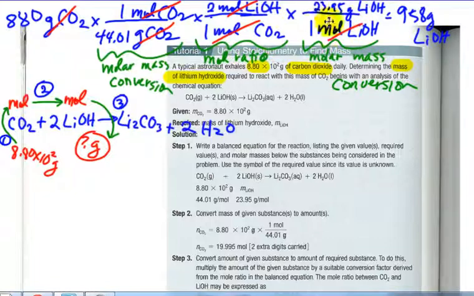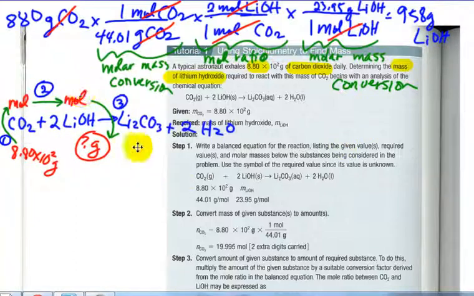If you've determined that, it's 23.95 grams for every mole. So we set it up like that. Moles and moles cancel, and if I multiply all the tops, 880 times 1 times 2 times 23.95, divided by 44.01, we get 958 grams of lithium hydroxide. 3 sig figs, or you may have left it in scientific notation just like here, 9.58 times 10 to the 2.